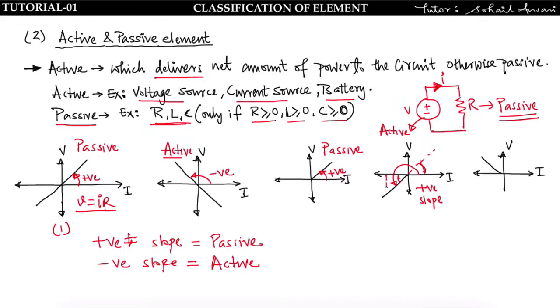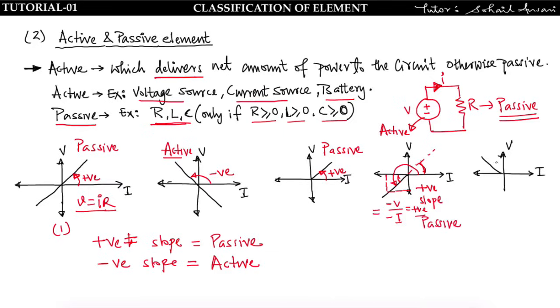Slope is nothing but this. The magnitude of voltage is minus V here and the magnitude of current is minus I, so minus V upon minus I will give you positive slope. Got it? So this is also passive.